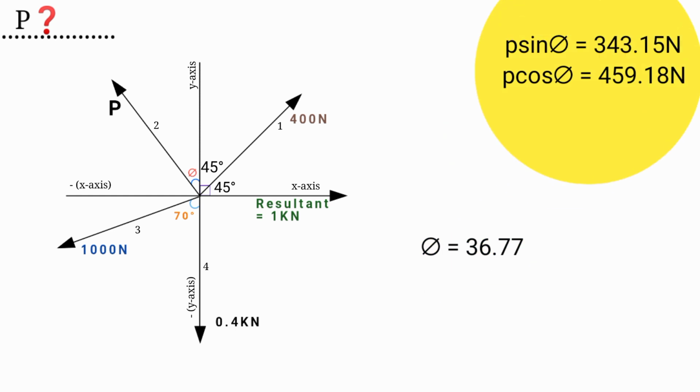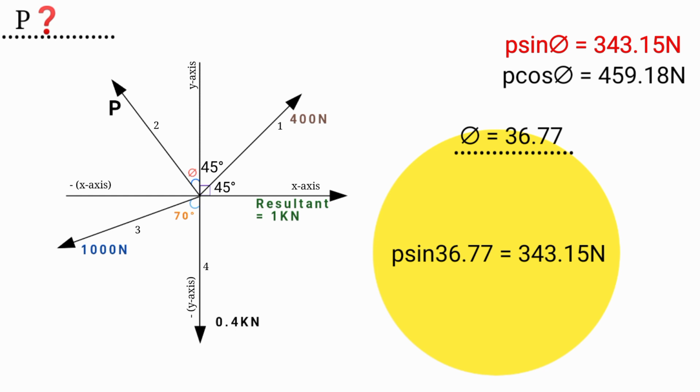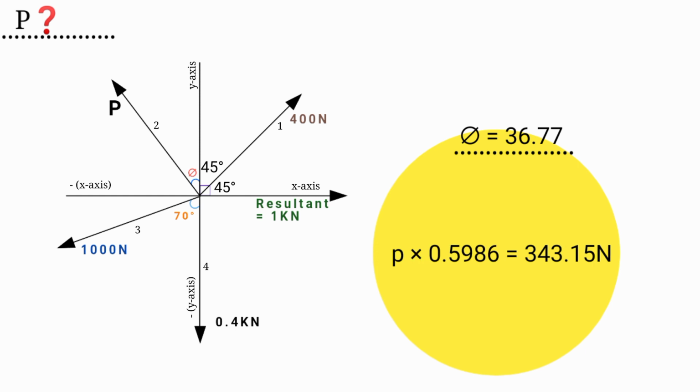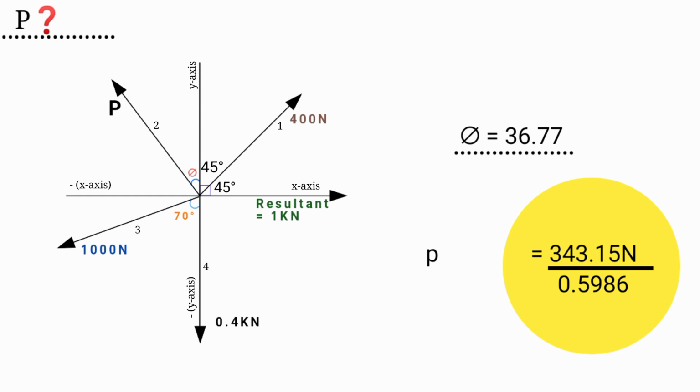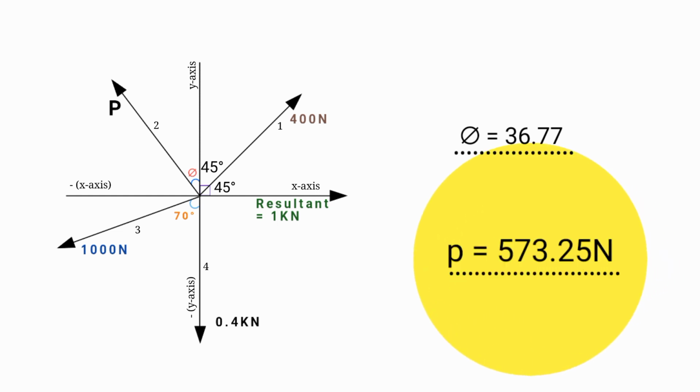Substituting into any of these two equations here, let's substitute here now. P sin 36.77 equal to 343.15 Newton. Sin 36.77 is 0.5986. Dividing both sides by 0.5986, we have P times 0.5986 over 0.5986 equal to 343.15 Newton over 0.5986. Here, 0.5986 cancels 0.5986, and here 343.15 Newton over 0.5986 equal to 573.25 Newton. So P equal to 573.25 Newton.